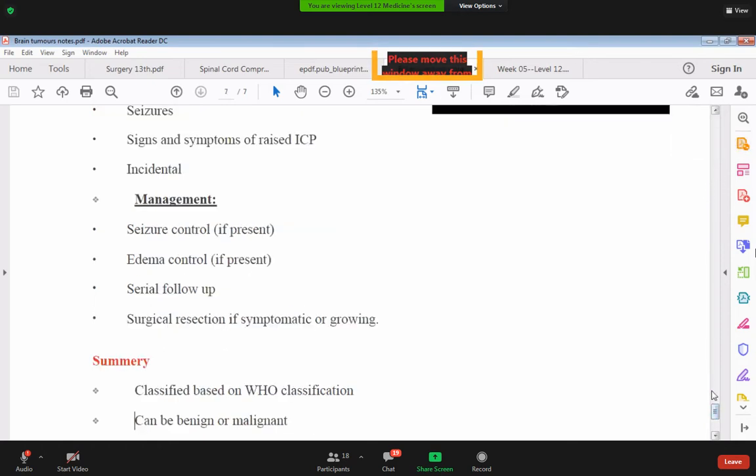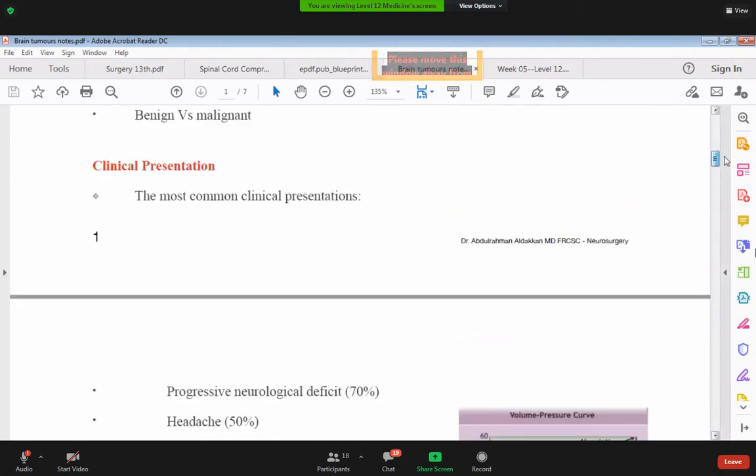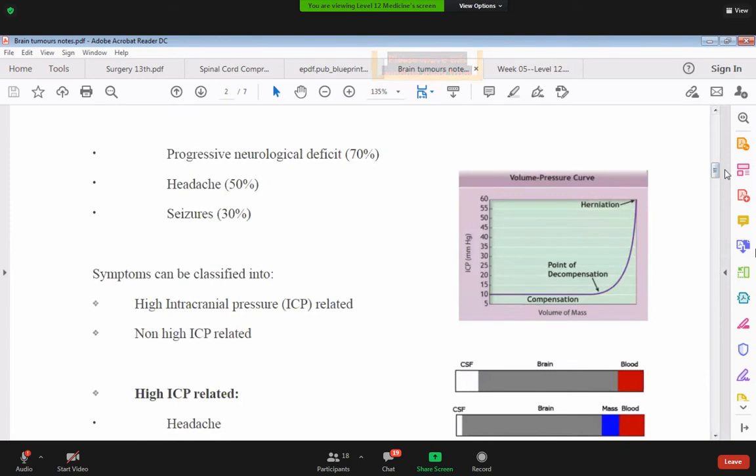Clinical presentation. Clinical presentation most commonly is progressive neurological deficit. It is in 70% of the cases. In about half of the patients, headache is also a very common symptom, and in 30% of the cases, patients may present with seizures, having some seizure activity. And symptoms we can classify depending on the intracranial pressure level. Symptoms can be related to intracranial pressure, or they can be non-intracranial pressure related symptoms.